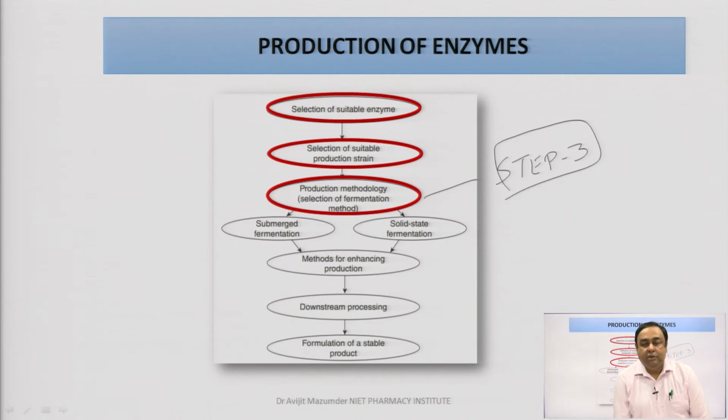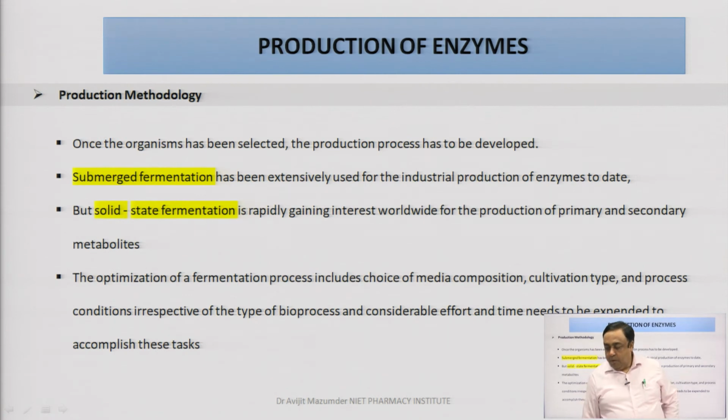Step number 3 suggests production methodologies, that is, selection of the fermentation method which you will take, whether you will go for a submerged one or a solid state one. Let us see. Once the organism has been selected, the next step is you have to develop the production process.